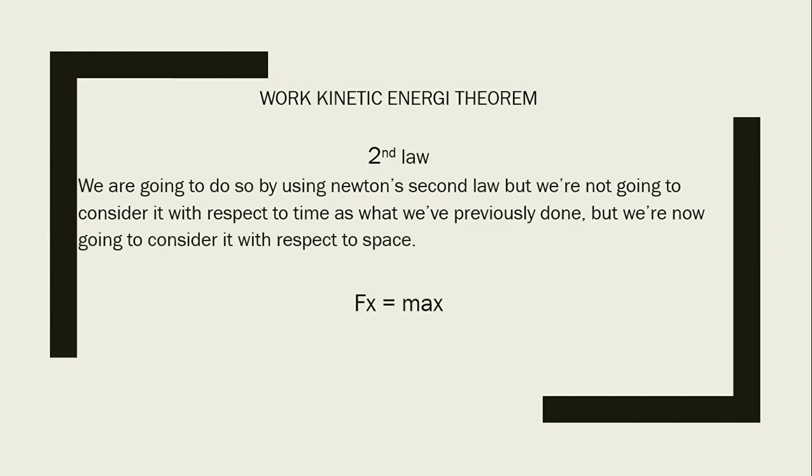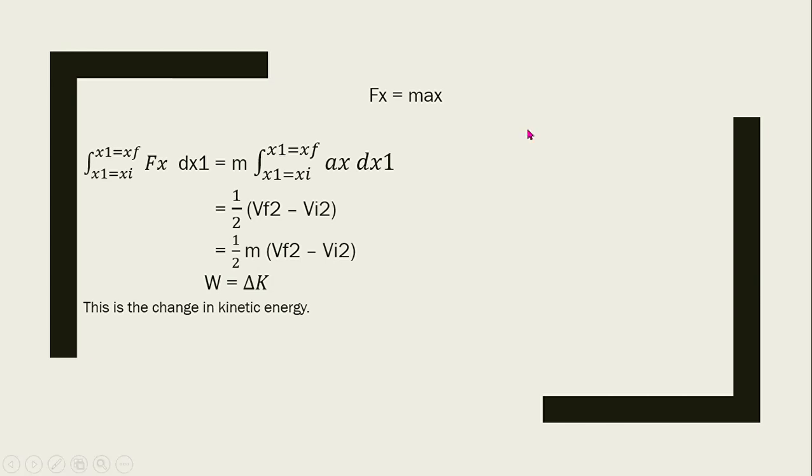Third, we are going to do so by using Newton's second law, but we are not going to consider it with respect to time as what we've previously done, but we are now going to consider it with respect to space. Second law. So F equals ma, and we are going to take the x component of that. This is the change in kinetic energy.